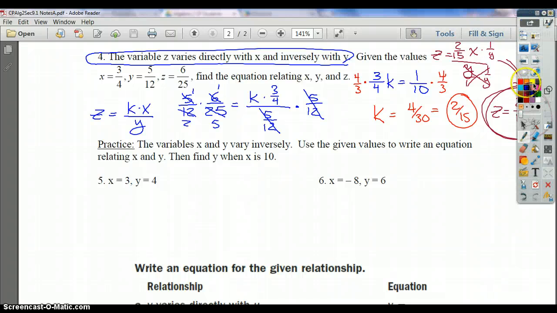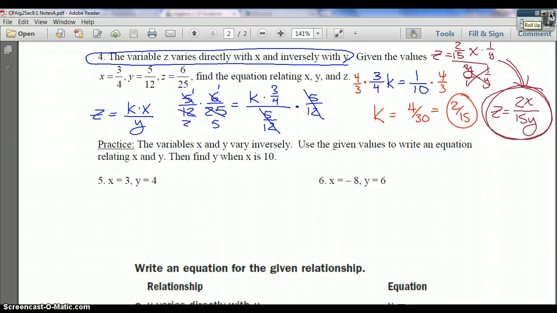Okay? Let's start with number 5. The variables x and y vary inversely, so that means y equals k over x. Use the given values to write your equation, and then we're going to find y when x is 10. So there are 2 parts to this. First, we're going to find the equation, solve for k, and then we're going to evaluate that equation when x is 10.